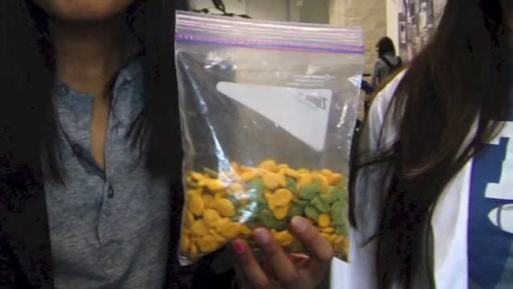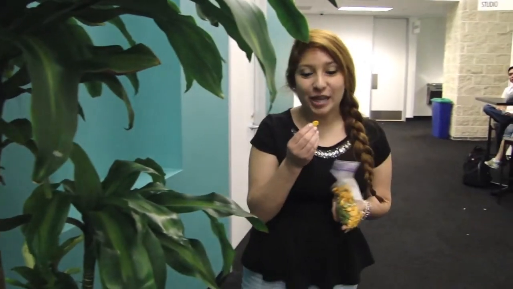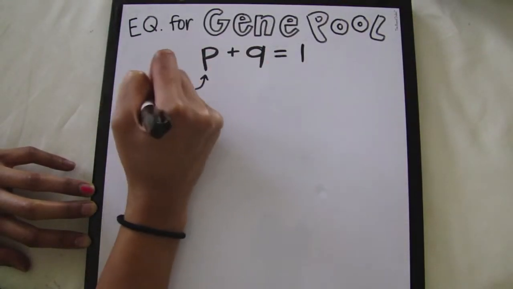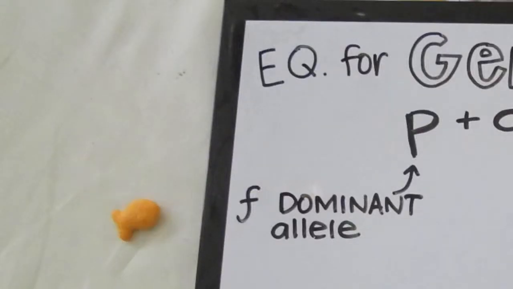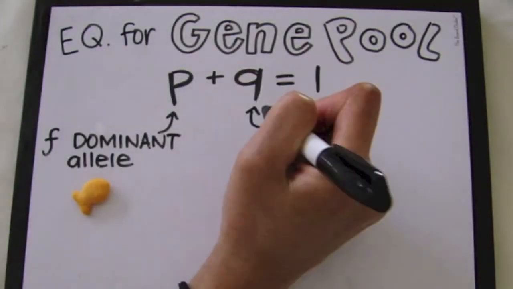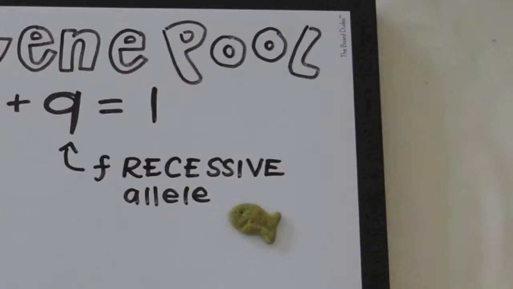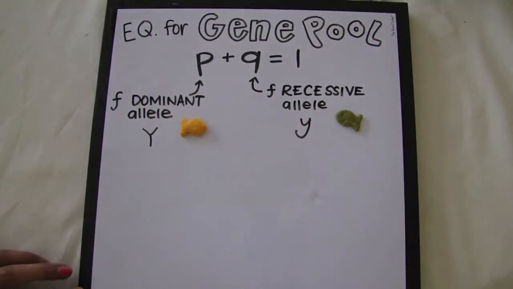Let's say we have a population of goldfish. We're going to look at one phenotype: color. One is yellow and one is green. Which one's dominant? The yellow is dominant to the green. Yep, the frequency of the dominant yellow allele represents our variable P. Q represents the frequency of the recessive allele, for green goldfish. We're going to use big Y for yellow and little y for green.